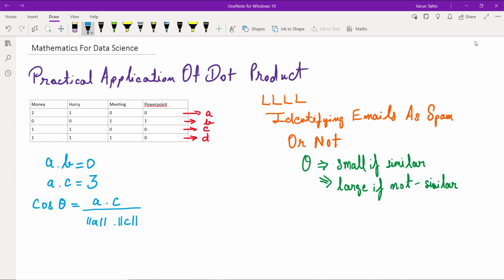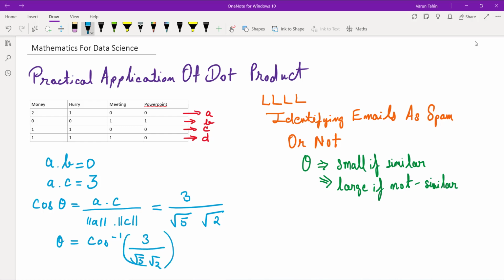Therefore this becomes 3 divided by magnitude of A, which will be the square root of 2 squared plus 1 squared, that will be the square root of 5, and magnitude of C will be the square root of 1 squared plus 1 squared, that is square root of 2. Now to calculate theta, we can say that it is the cos inverse of 3 by square root 5 times square root 2, right? Now when we calculate it via the calculator, this theta will come up to 18.43 degrees. Thus we can say that the angle between email 1 and 3 is 18.43 degrees.